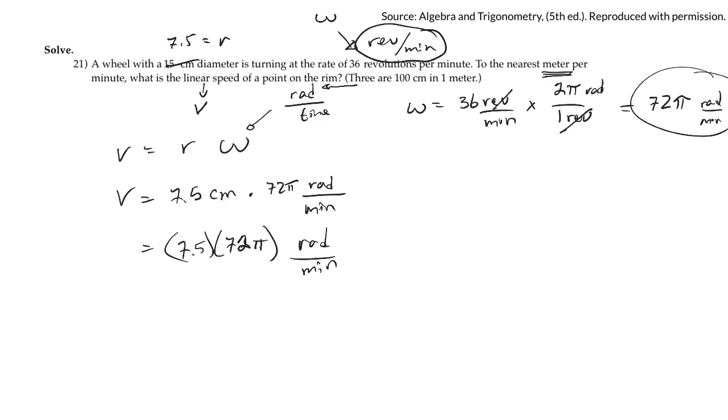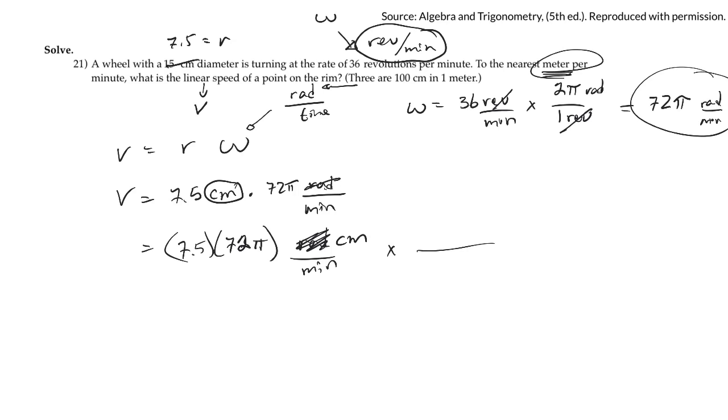Oh, hold it, I forgot my centimeters right here. When you use this formula, the radians cancel out, and so you have centimeters. Well, the radians sort of disappear. I haven't figured that out yet. Okay, so my velocity is in centimeters per minute, but I need to convert it to meters per minute. They want meters per minute.